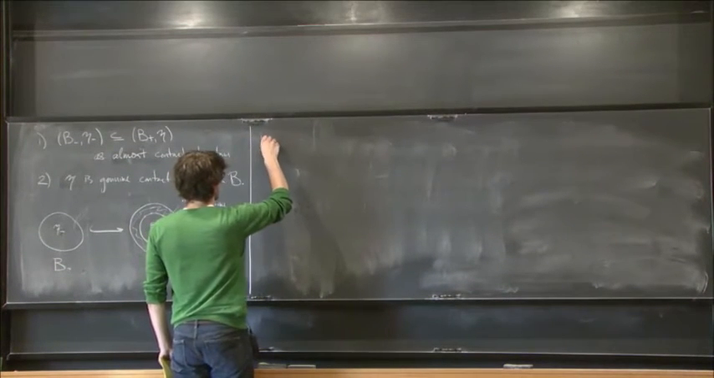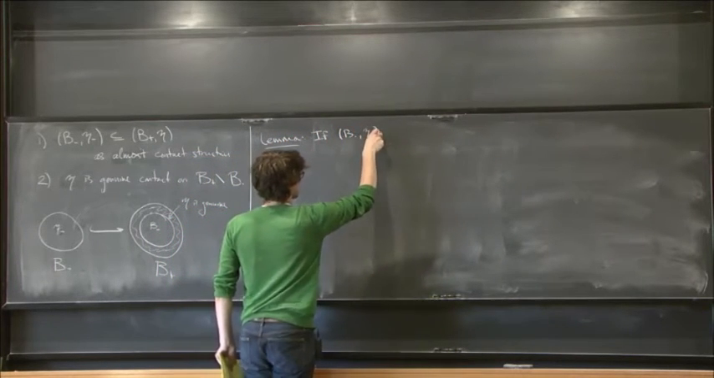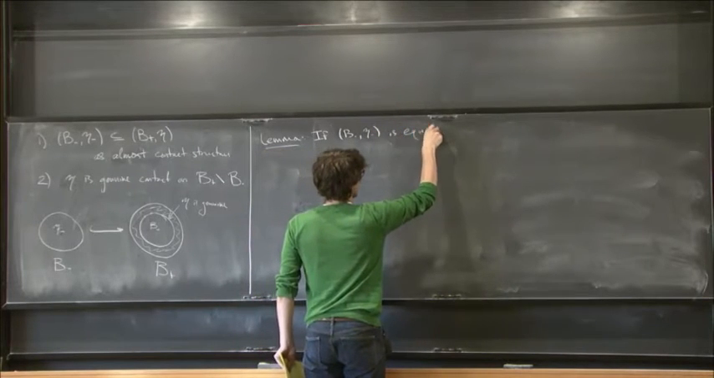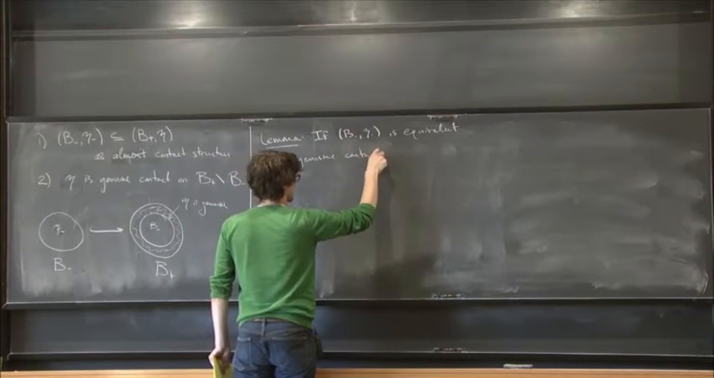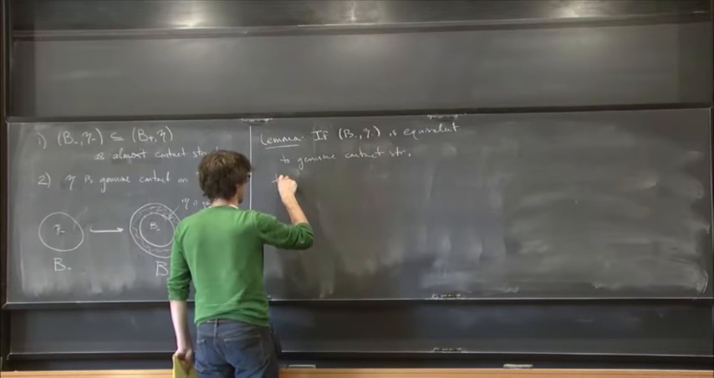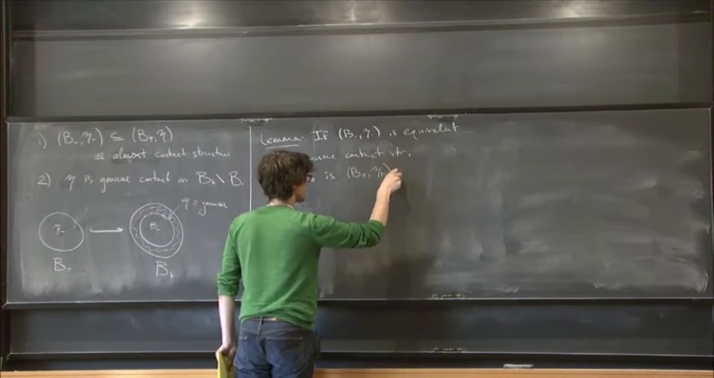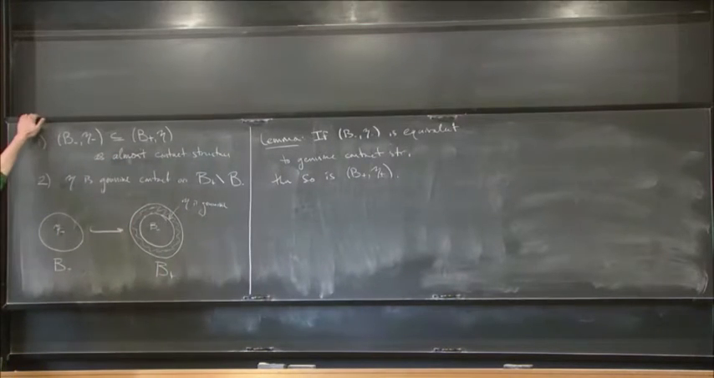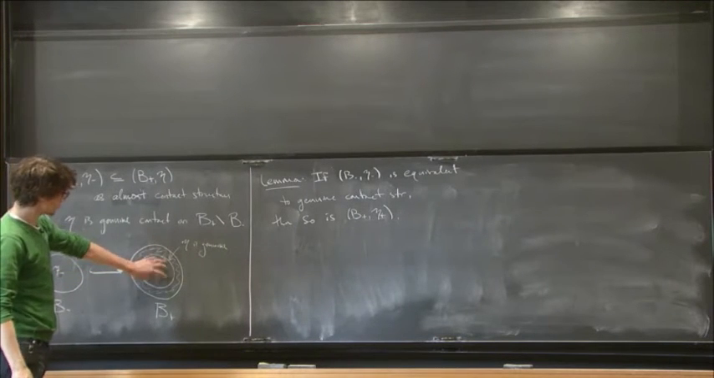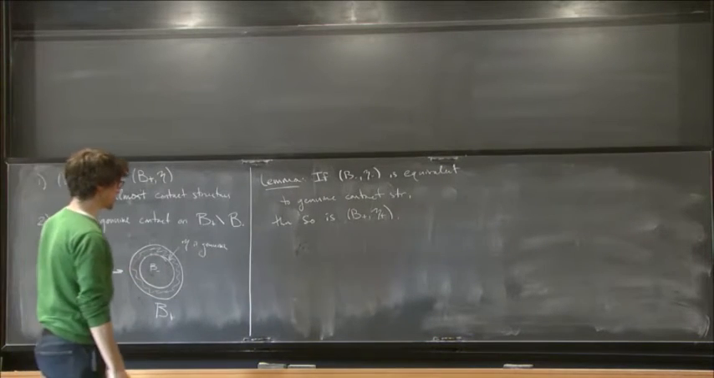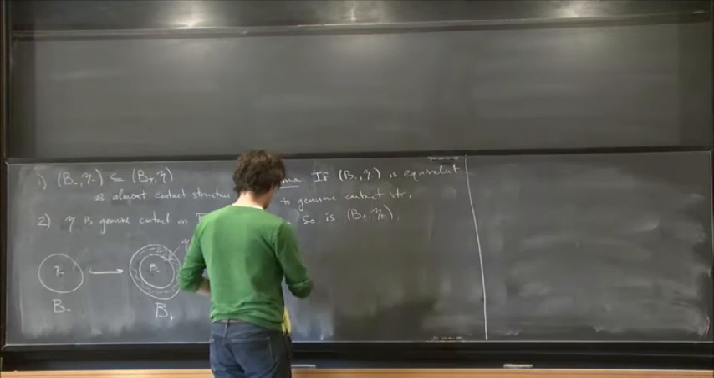And so, lemma: it's easy to see from this that if B minus, eta minus is equivalent to a genuine contact structure, then so is B plus. It's because you have eta minus in here, you homotope it to a genuine contact structure, and then you have a genuine contact structure on the inside, and on the annulus you have a contact structure.